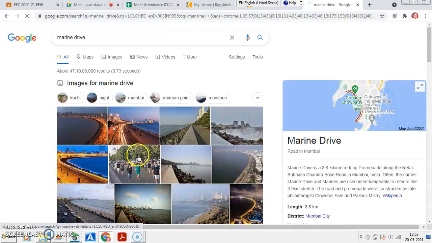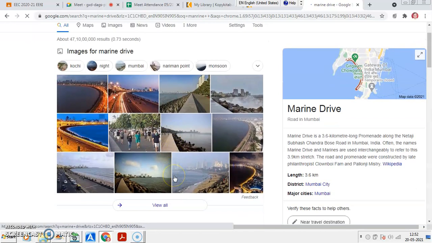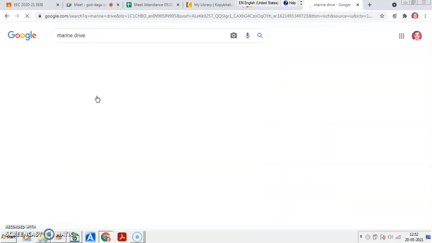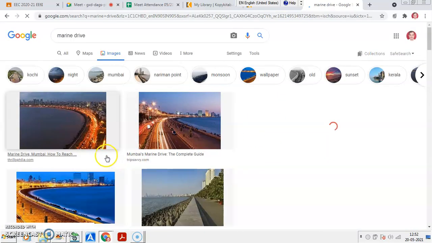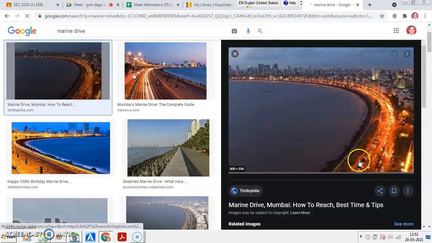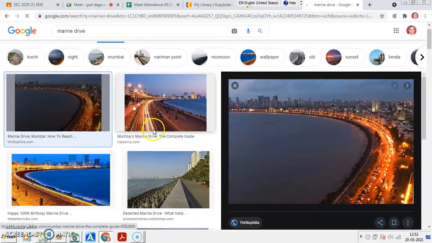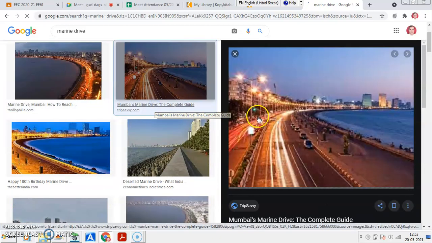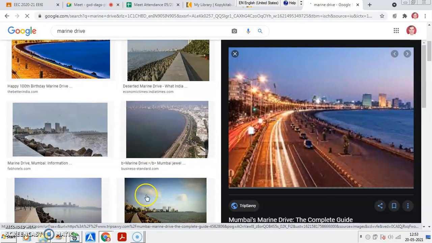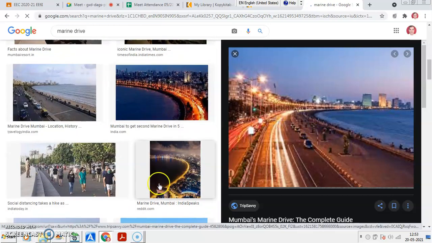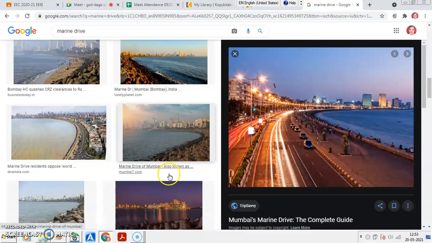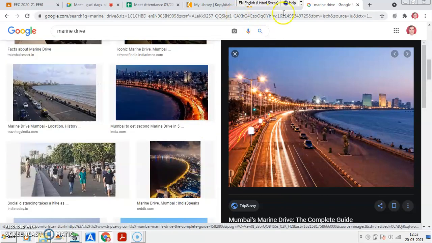We can see, so this is a curve. This is a curve road. The lighting exactly here, a better picture is there during night hours. Marine Drive during night hours. You can see the lighting scheme over there.